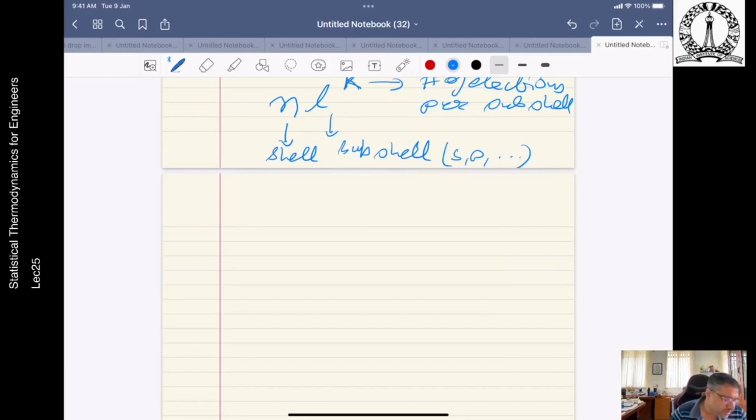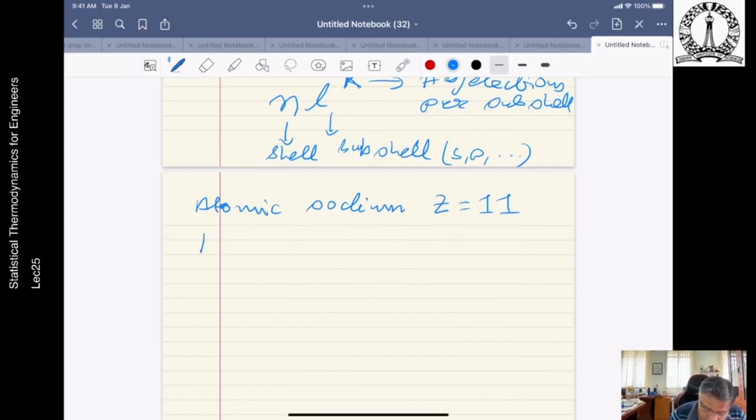As an example, if you take atomic sodium, for which Z is equal to 11, the configuration for the ground electronic state will be 1s2, 2s2, 2p6, 3s.